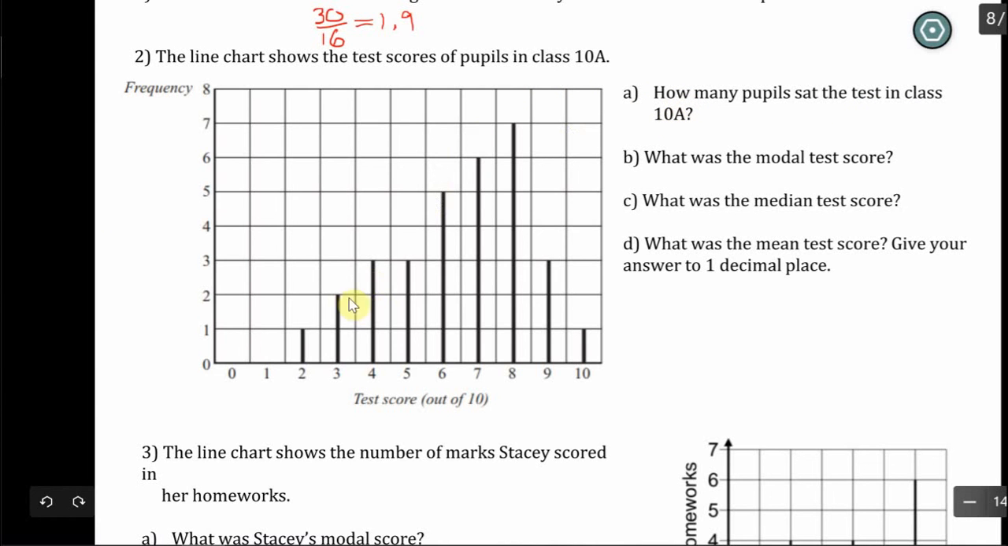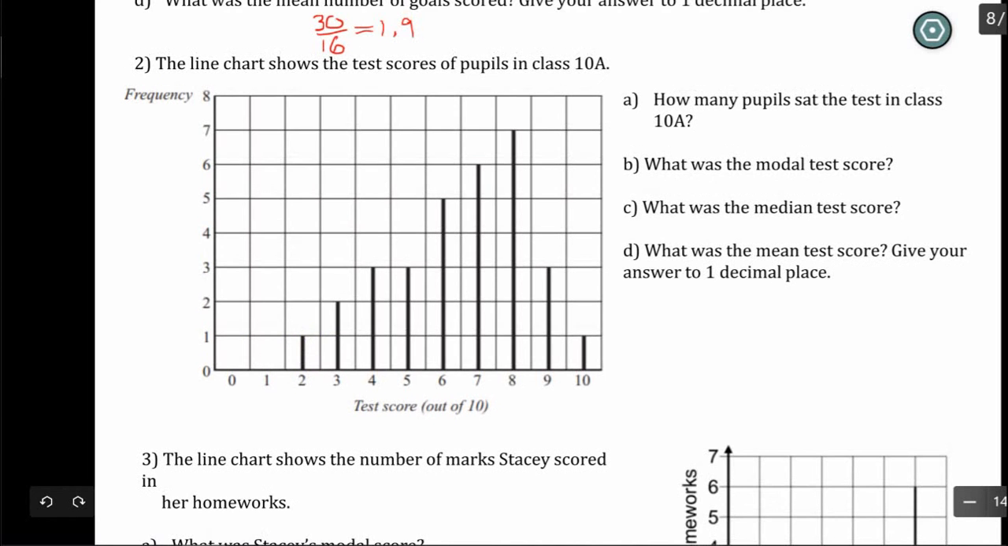Well, this is about counting up the frequencies. One person got a score of 2 out of 10. So that's one person. I'm just going to make a little note of this. Actually, I'll make it to the left of each bar. 2 people got a score of 3. So these are just the frequencies I'm reading off here. Just going across and reading, 3 people there.